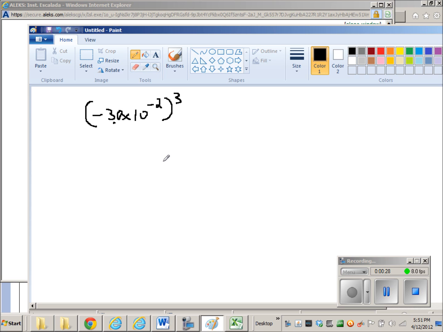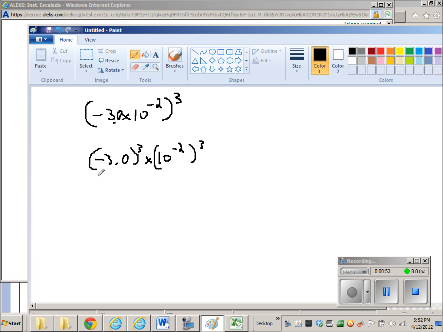So what we can do here is apply this outer exponent to each of the factors inside of this. They're not terms, they're factors. So you have -3.0 to the third power times 10 to the -2 to the third power.